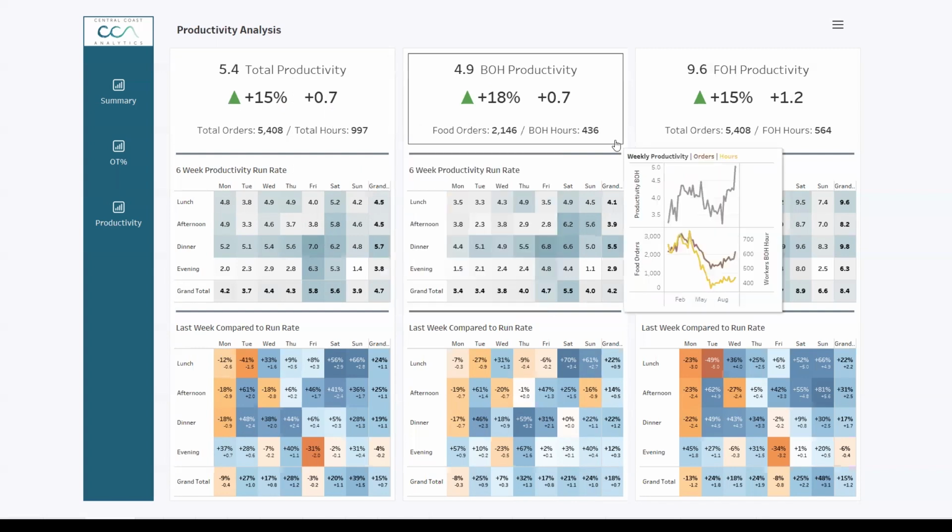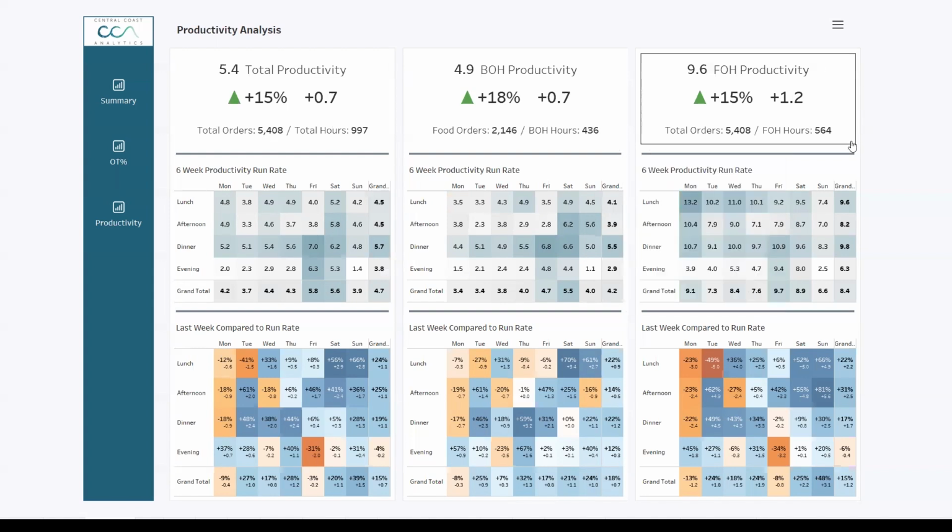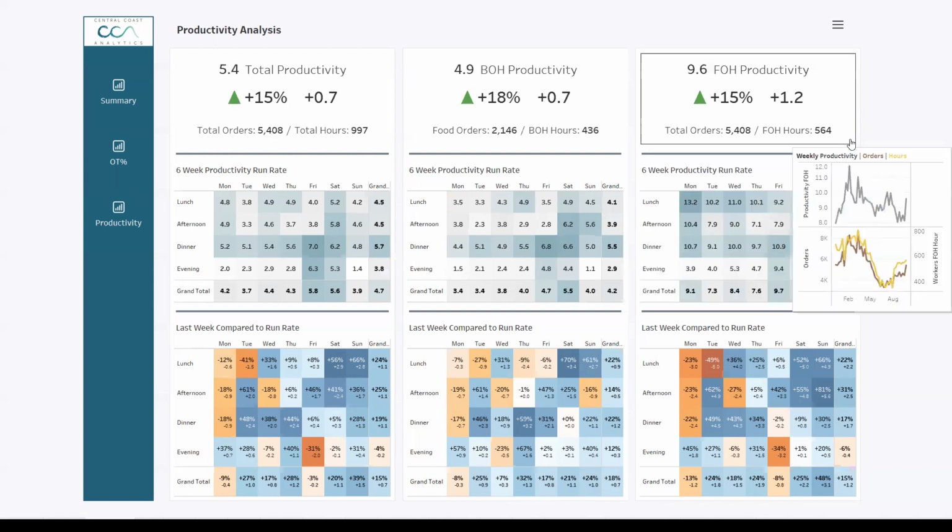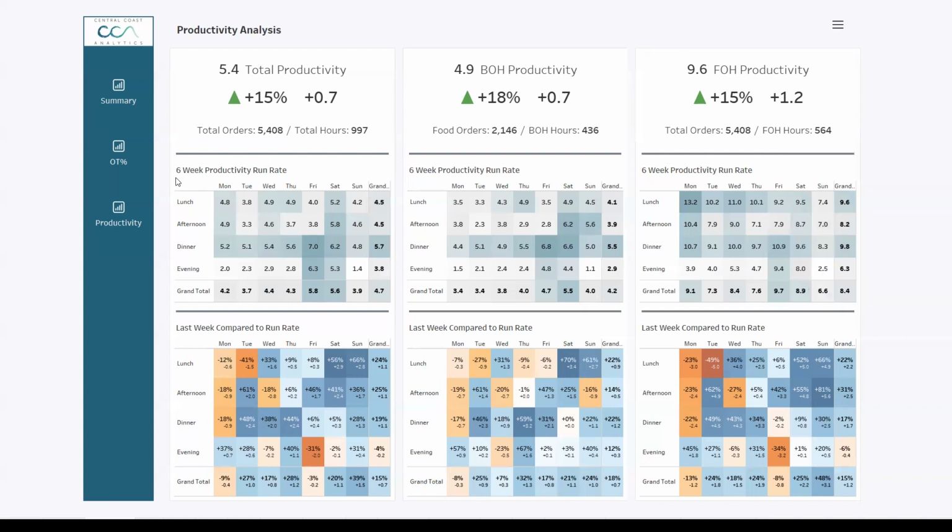Then we're going to break it down deeper into back of house productivity. So what we're doing here is we're just measuring your food orders and your back of house hours. So we're starting to get that a little bit more dialed in, right? And then front of house productivity is going to go back to your total number of orders, but just your front of house hours. So now we're able to break our front of house and back of house apart.